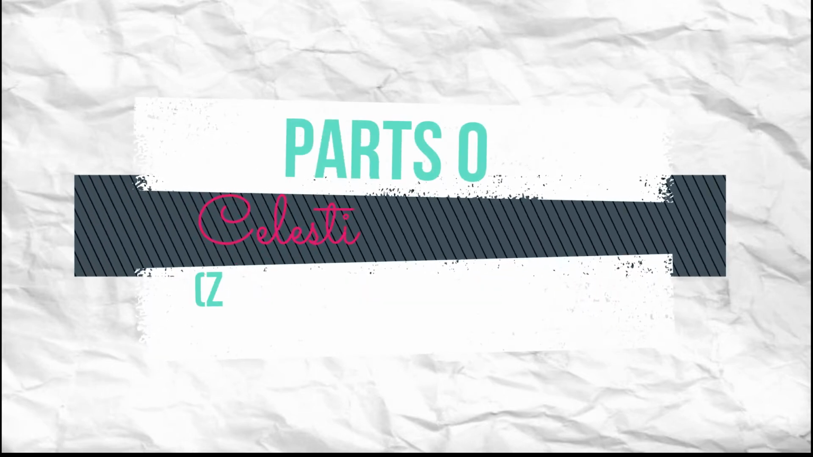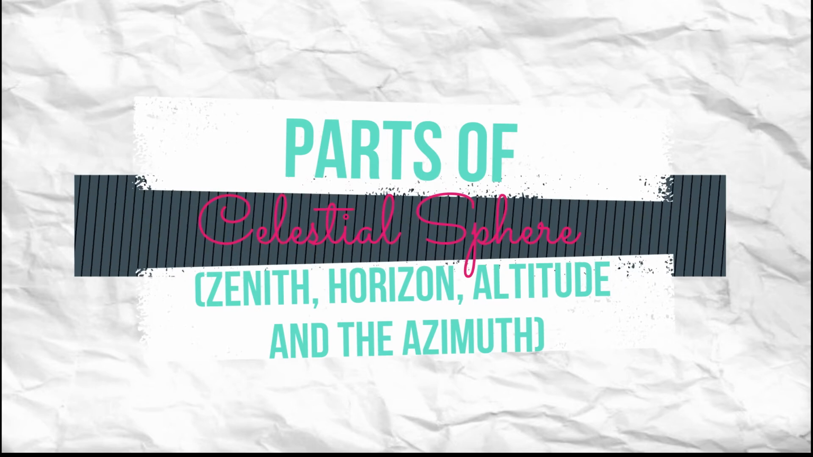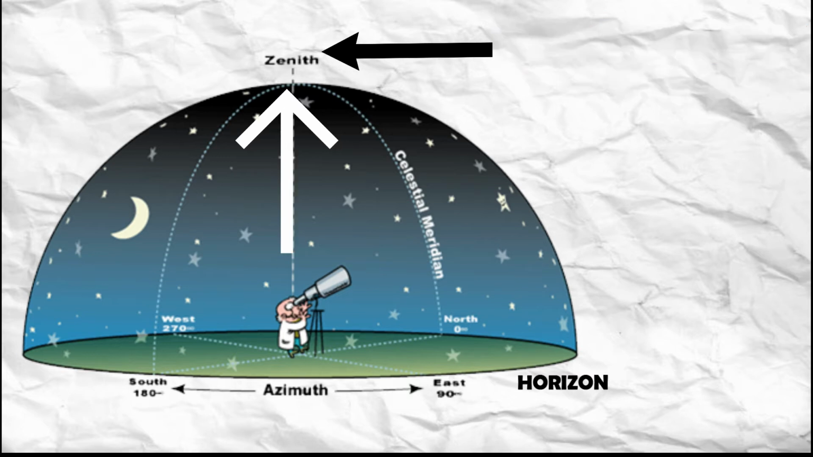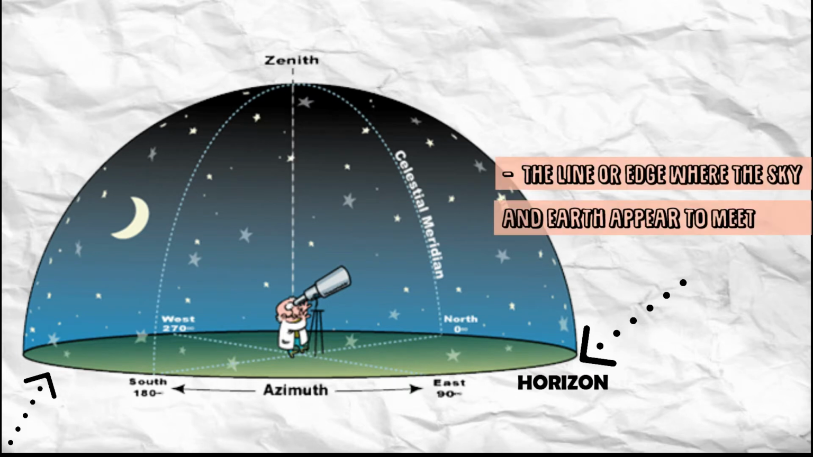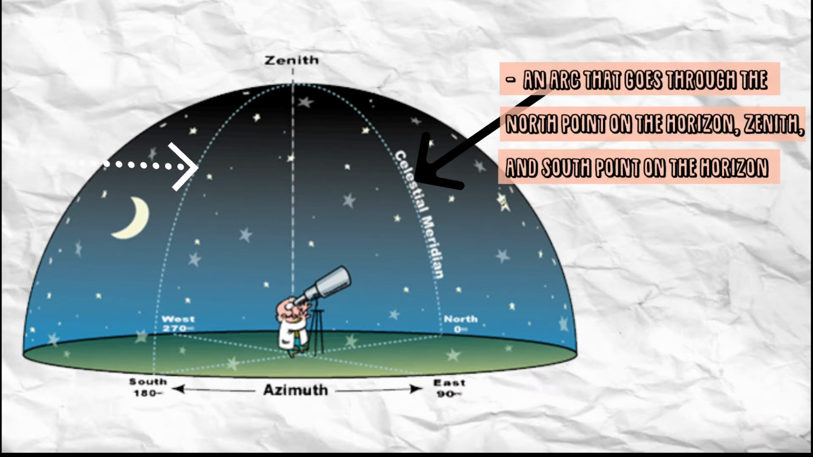The parts of the celestial sphere are namely the zenith, horizon, altitude, and the azimuth. The zenith is the imaginary point of the celestial sphere from the observer, which has a 90-degree altitude from the location of its observer, while the horizon is the line or edge where the sky and earth meet. Celestial meridian. It is an arc that goes through the north point on the horizon, zenith, and the south point on the horizon.